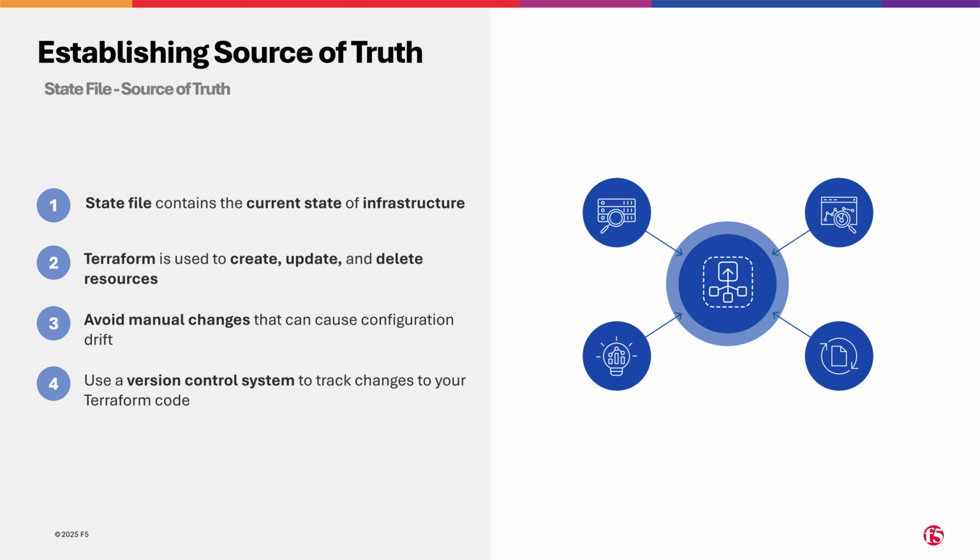To ensure that the state file is always up to date, use a version control system like Git to track changes to your Terraform code. This allows you to roll back changes if needed and provides a history of changes made to your infrastructure.